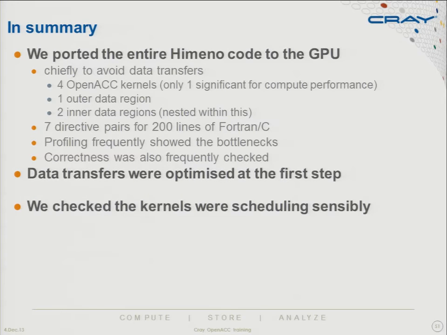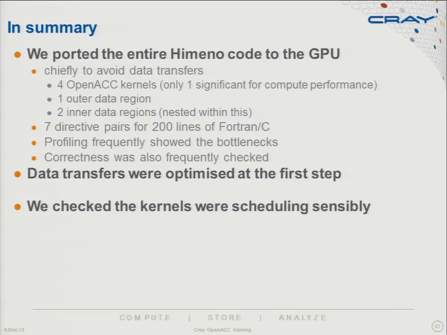So we ported the whole code. There were 4 parallel loop kernels. Only one was actually significant for performance. 1 outer data region, 2 inner data regions. So that's a total of 7 directives. Profiling frequently showed us what was slowing us down. We checked correctness by looking at that residual.